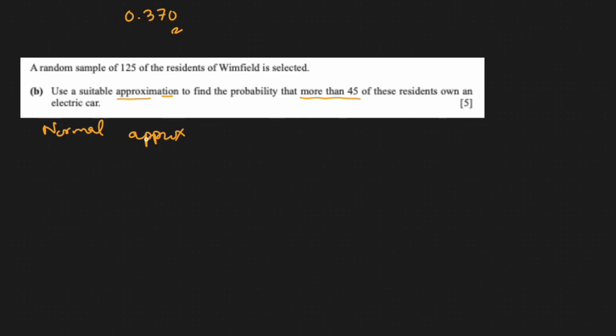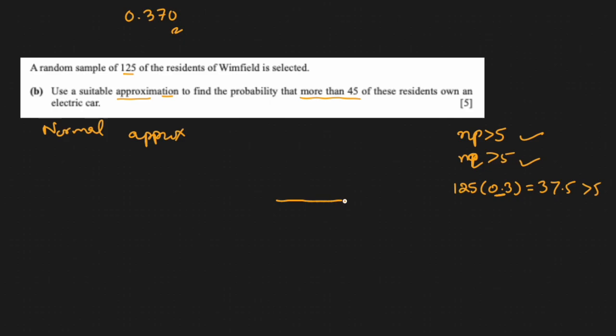Since we're doing normal approximation, we should first test that NP should be greater than 5 and NQ should also be greater than 5. So NP, N is the number of selections, 125, multiplied by the probability of success, owning a car, 0.3. That will be 37.5. Obviously, if it is more than 5, multiplying with 0.7 will also be more than 5. So both the tests are done. We can go ahead with normal approximation.